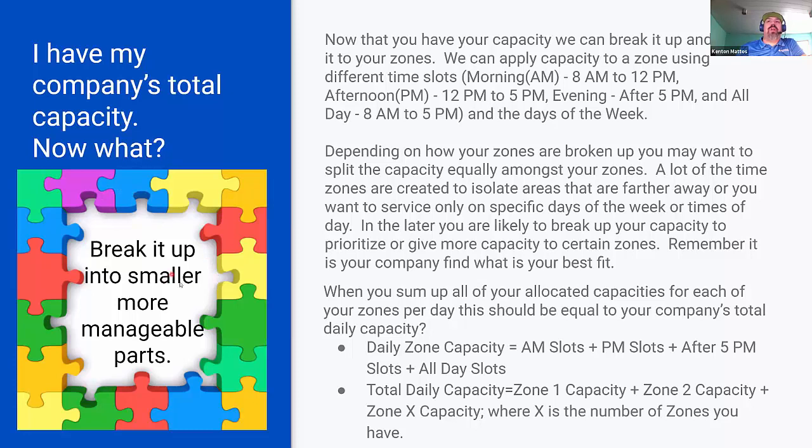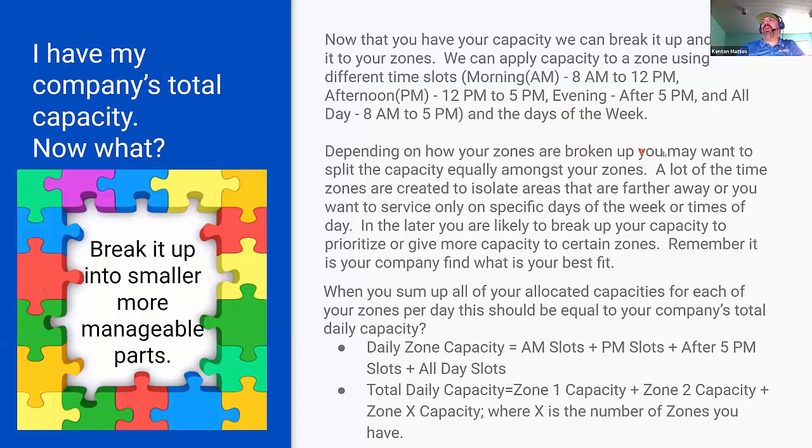Well, let's break it up into smaller, more manageable parts. Now that you have your capacity, we can break it up and assign it to your zones. We can apply capacity to a zone using different time slots. We have our morning or AM, which should be from 8 a.m. to 12 p.m. We have our afternoon or our PM, which is 12 p.m. to 5 p.m. Then we have evenings if you are using evenings, which would be after 5 p.m. And then we have our all-day appointments of 8 a.m. to 5 p.m. And then each day of the week is another way that we can apply capacity to a zone.